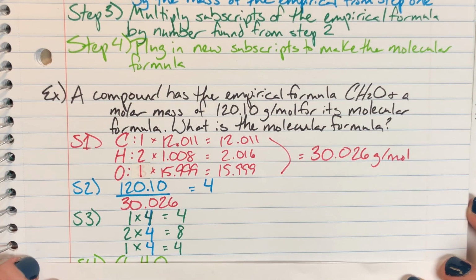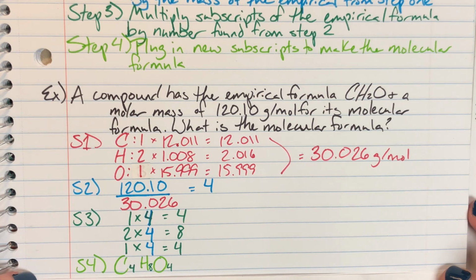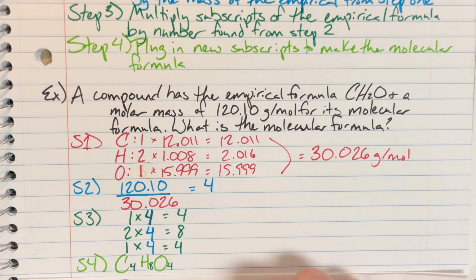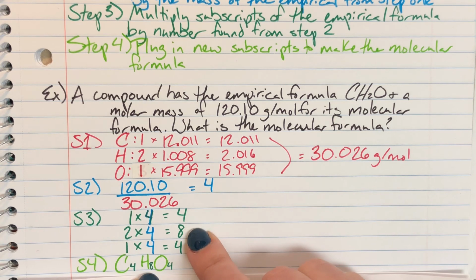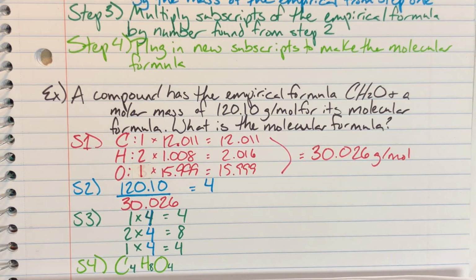And then I can go ahead and add them to my actual compound. So carbon's new subscript is going to be 4, hydrogen's new subscript is 8, and oxygen's new subscript is 4. And that is my molecular formula, or my true formula for this compound.